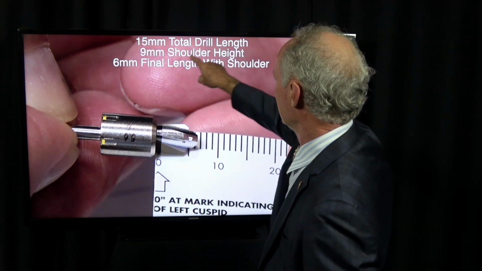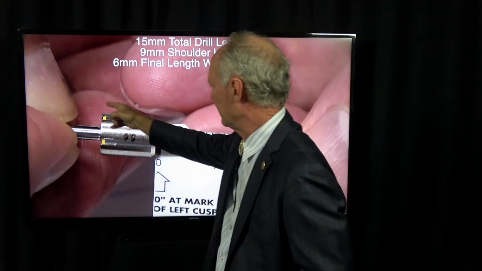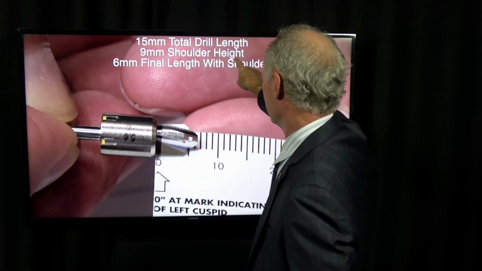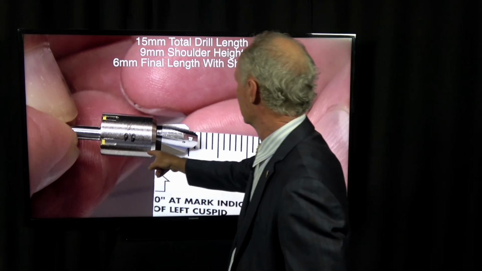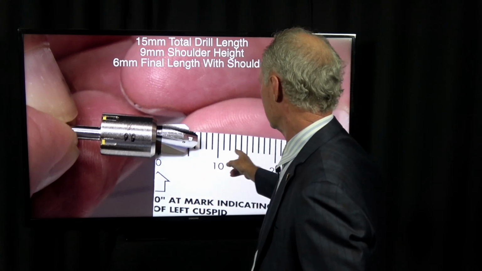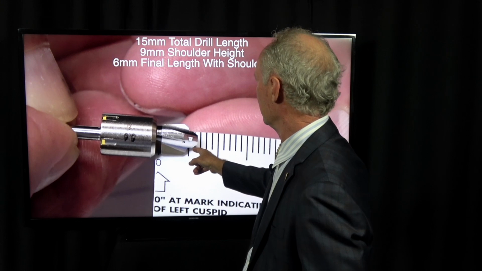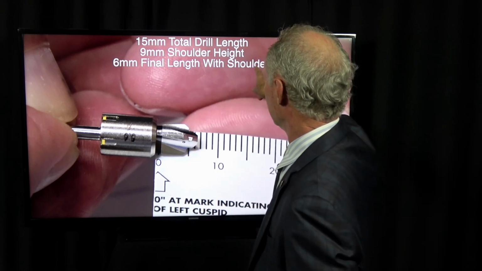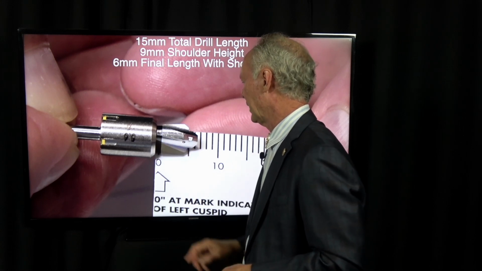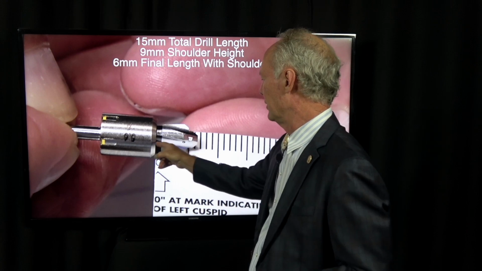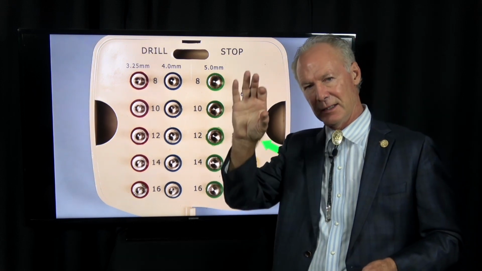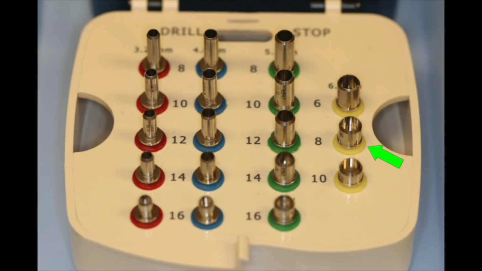So if I've got a 15 millimeter total drill length from the yellow line to the tip of the drill, now I've got a 9 millimeter shoulder height. If the shoulder is taking up 9 millimeters of that 15 millimeter drill, then you've got a 6 millimeter final drill length from the tip of the drill to the base of the shoulder. So the 6 millimeters is from the tip of the drill to the shoulder. If you use the 8, that means 8 millimeters of the drill is apical to the shoulder.